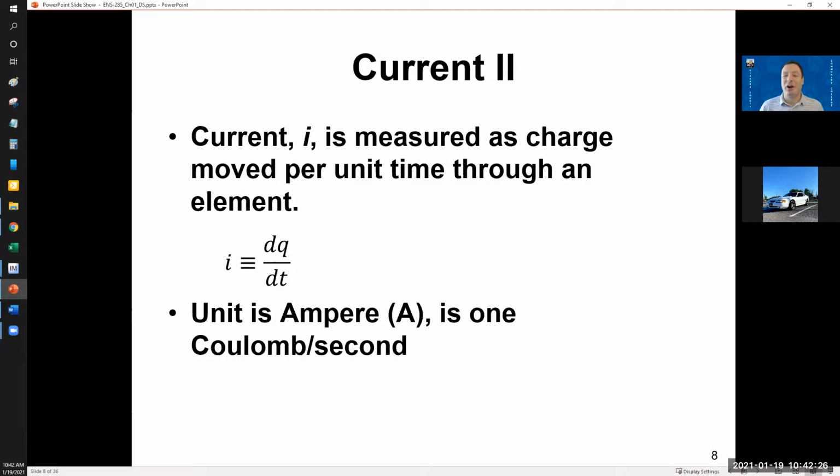So I think there's some basic problems in your first chapter homework that just deal with, you know, here's the charge as a function of time, find the current, or here's the current, find the charge passed through in this amount of time. If you know the current and how long it flows, you know how much charge you transferred. If you know how much charge per unit time, you know the current. And the unit for current is amps, and that's a coulomb per second.